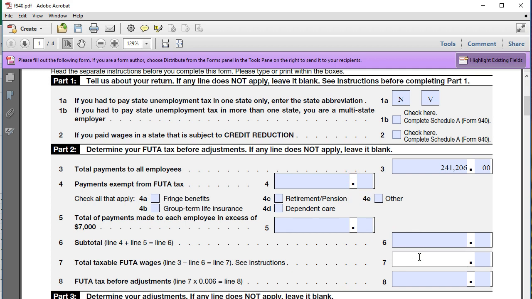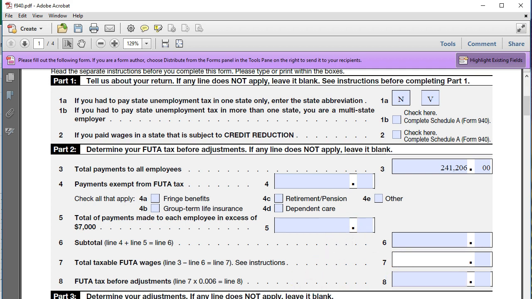So what we actually have done in our worksheet is calculate line 7, total taxable FUTA wages. We didn't calculate the amount that's over the $7,000 limit, because why would we do that? We calculated the amount that was taxable for FUTA and the tax. So what we're going to do is kind of back into this number. We're going to fill out what we know, this number and the actual tax. Then we'll back into this number.